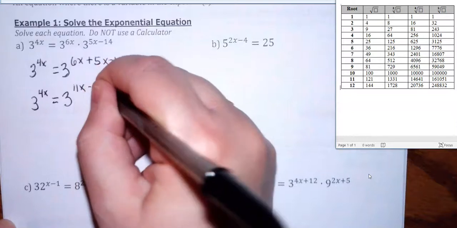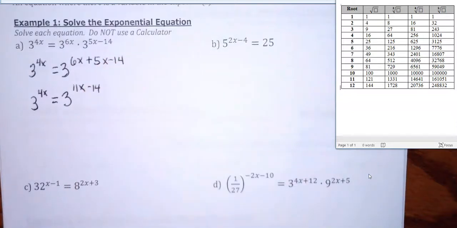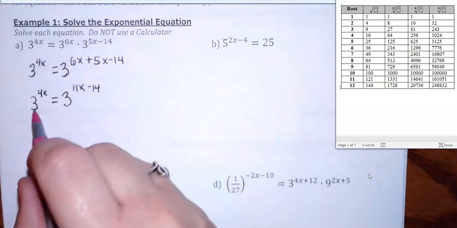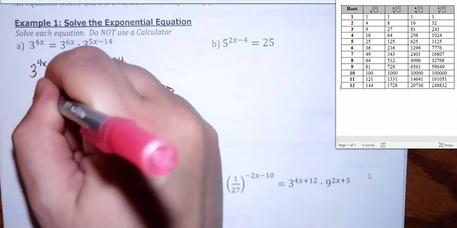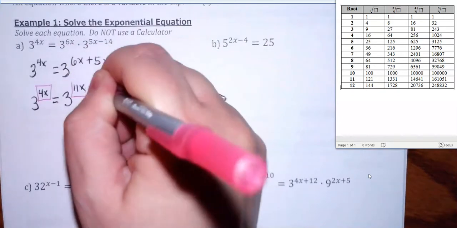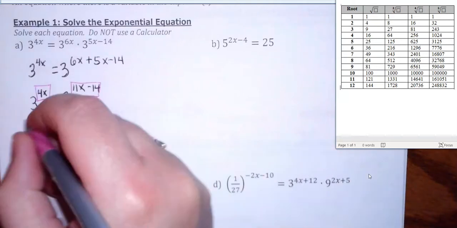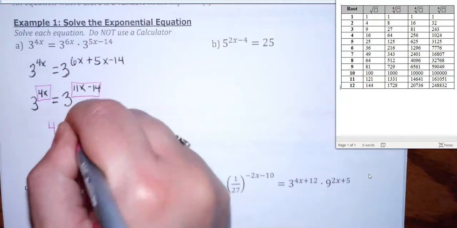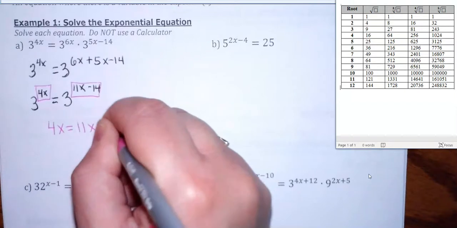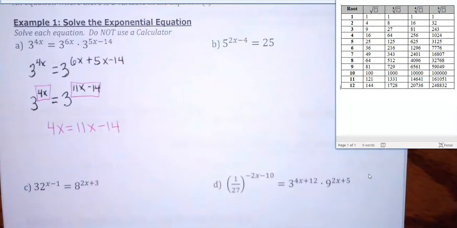And then what you're looking for here to continue this problem, on both sides of this equation, I have 3 to a power. So this is 3 and this is 3. These exponents have to be equal to each other. So to solve this problem, we're just going to do 4x equals 11x minus 14, and just solve this like a normal equation.